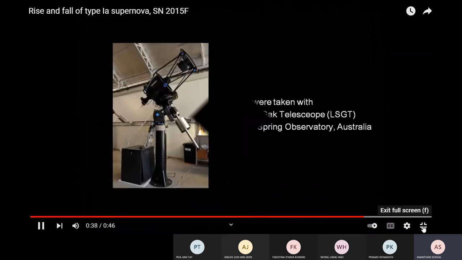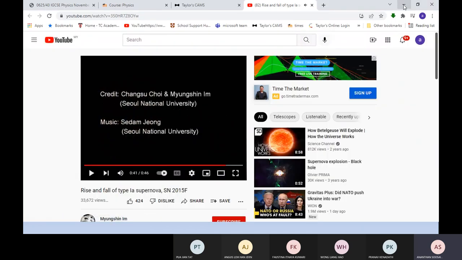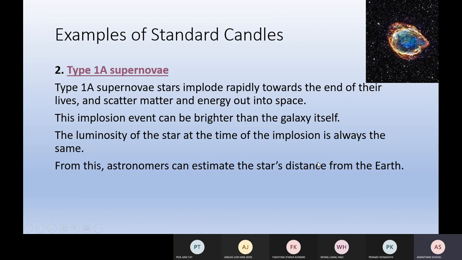So that's one example of a supernova. These two are standard candles used to find this: Cepheid stars and supernovae. A Cepheid star is a periodically pulsating star that happens every moment. A supernova only happens seasonally. We don't know when the star will explode.